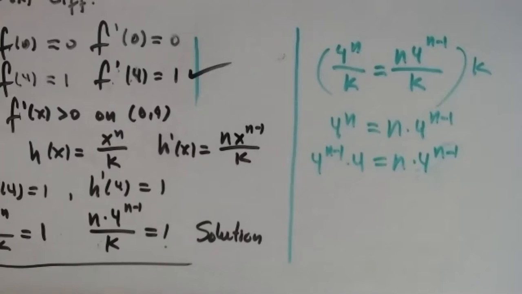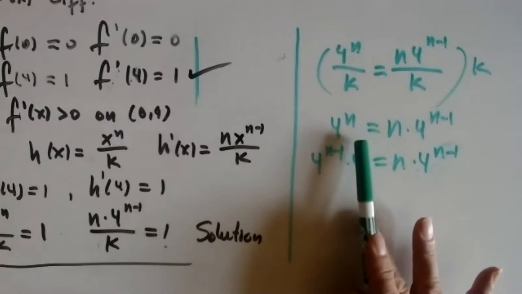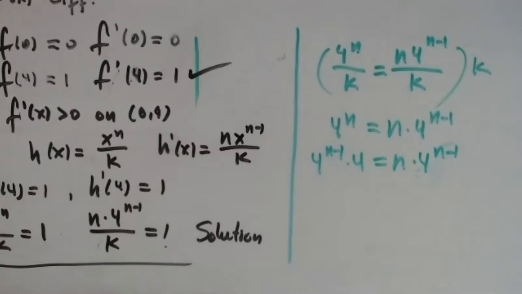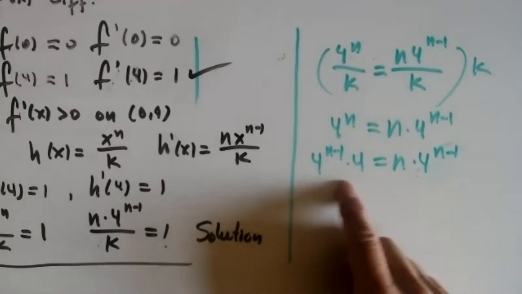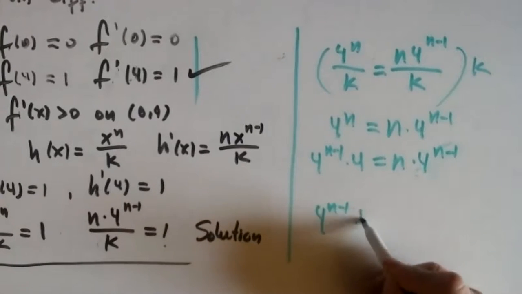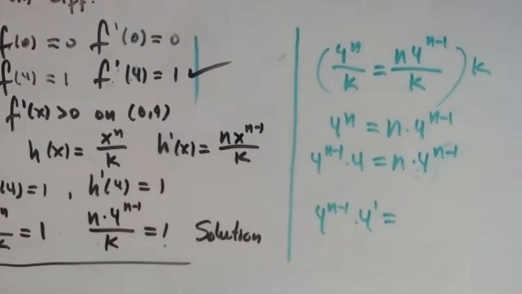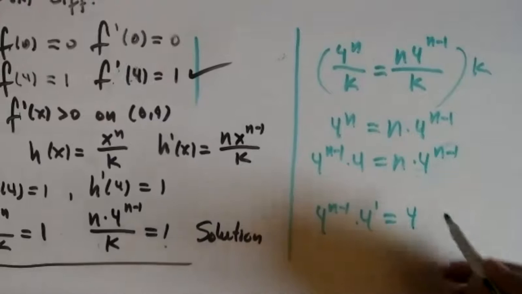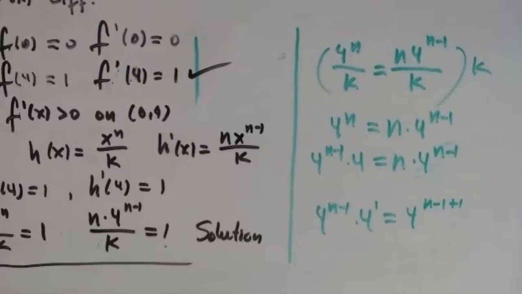Come on, it's algebra 1. 4 to the n is 4 to the n minus 1 times 4. What is this product? It says 4 to the n minus 1 times 4, and this is 4 to the 1. This is 4, the same base, n minus 1 plus 1.